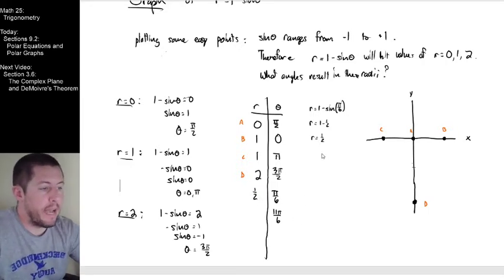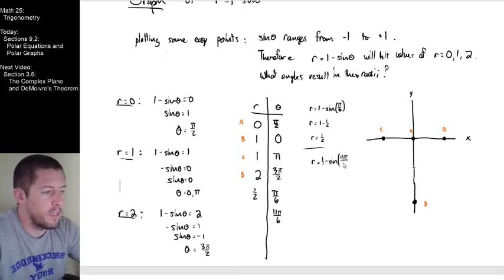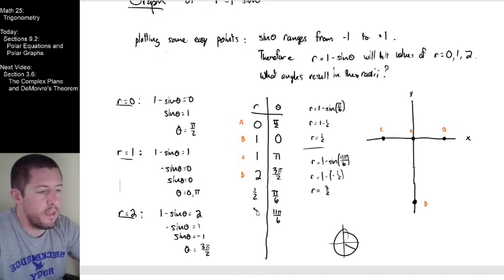Now for 11 pi sixths, we're going to get a little bit of a different thing here. R equals 1 minus sine of 11 pi sixths. Well, I know that 11 pi sixths on my unit circle is this guy that's down a little bit right there, right? So we're going to be getting the negative of that same value. So r equals 1 minus negative 1/2. That's really going to give me r equals 3/2 right there, right?